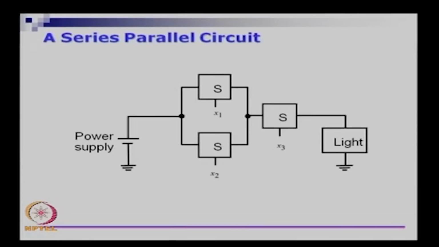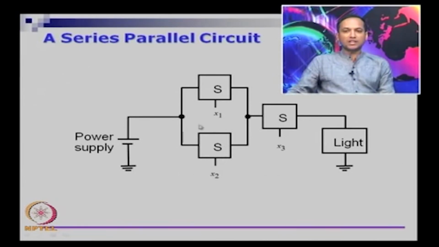Now let us take a look at this circuit. Just take a while and think about what are the conditions under which this light will turn on. There are three switches, X1, X2 and X3, and this is the kind of setup.